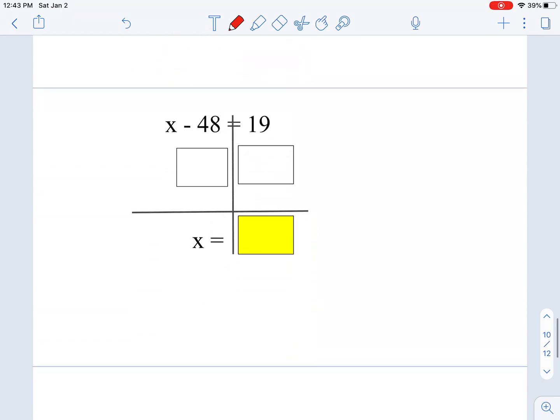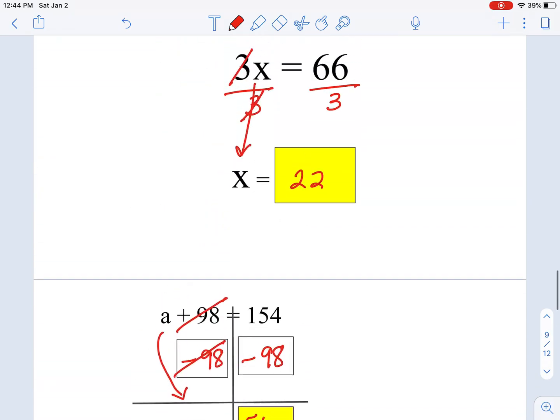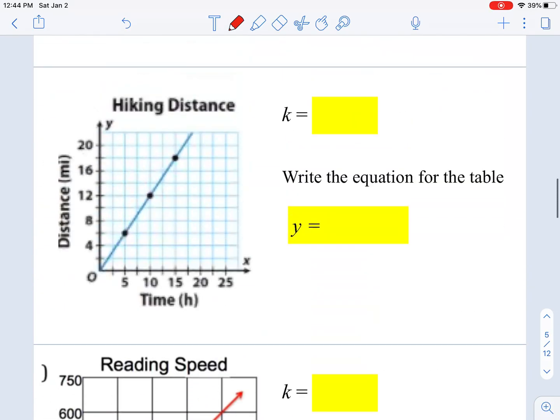And then here is a one-step subtraction equation. I want to get the x by itself. So instead of subtracting 48, I'm going to do the opposite and add 48. And whatever I do to one side, I have to do to the other side. These sides cancel out. There's where that x equals comes from. And 19 plus 48 is 67. If you watch the video, I give you most of the answers.